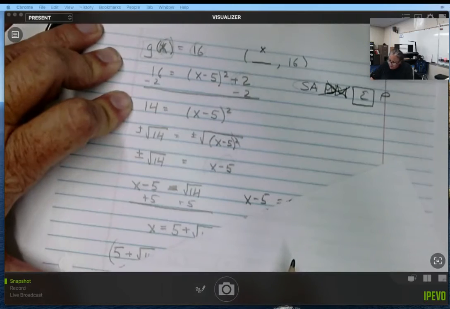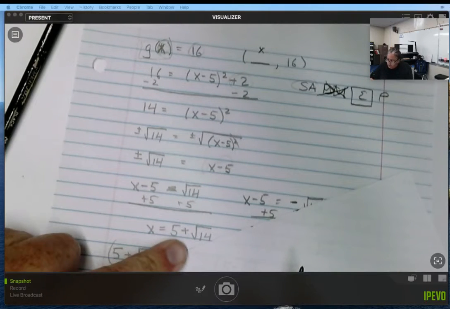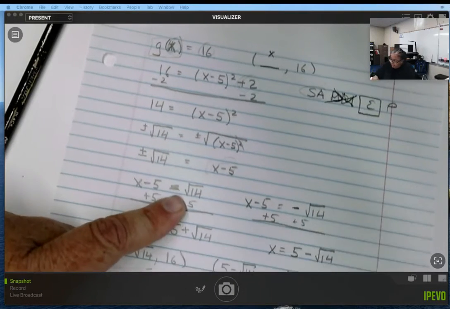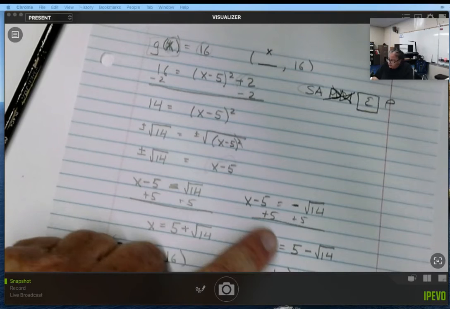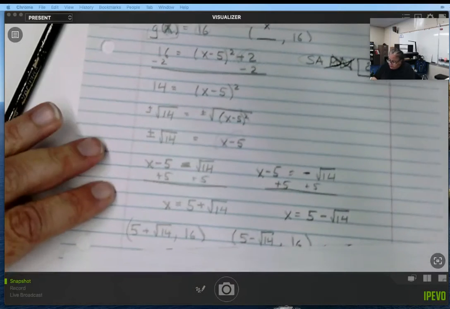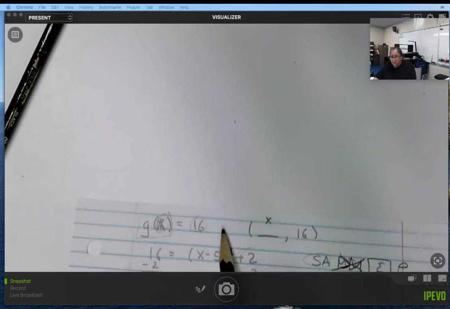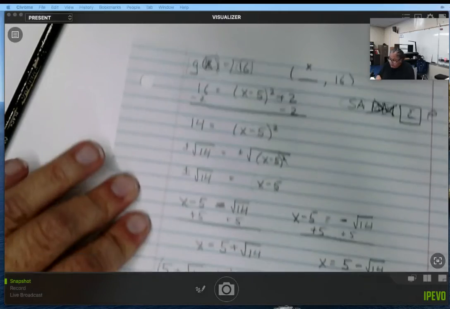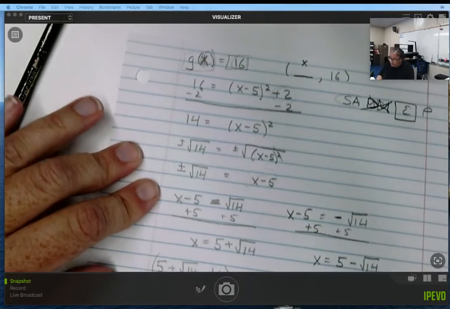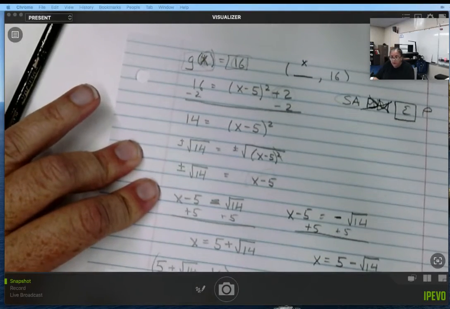And for this one, I get x equals 5 plus root 14. And over here, I get x equals 5 minus root 14. And I'm going to make an ordered pair out of this. Remember, they told us basically that the y value was 16, and I just found the two x values. And so here's my ordered pairs.